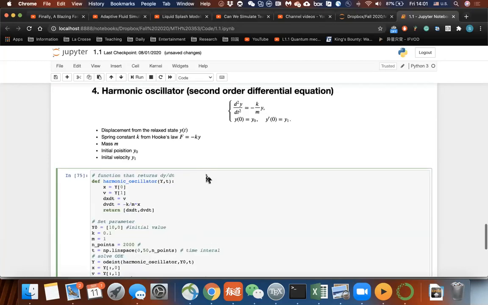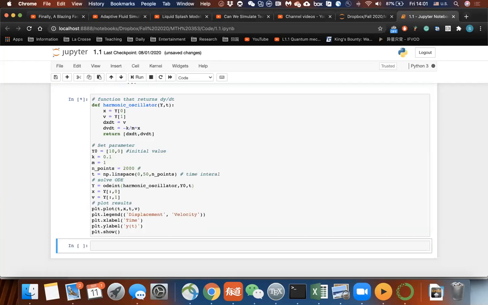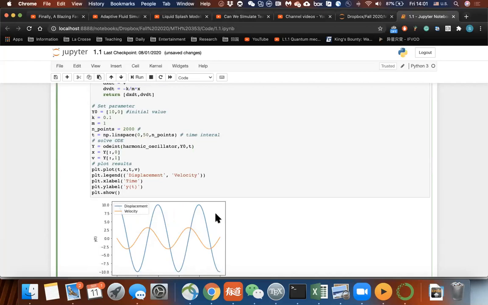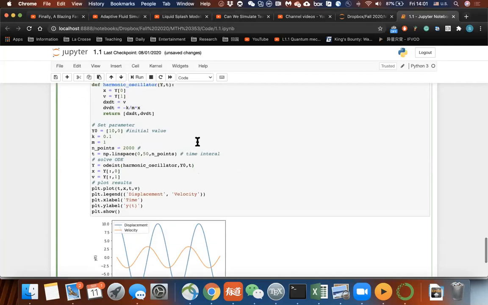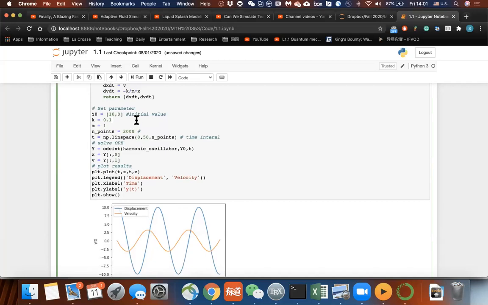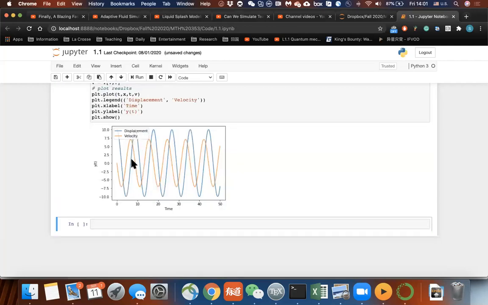Spring mass, the same thing, negative K over M, you solve it, you got this solution here. Okay, the orange one is actually the velocity. I put both of them there. Now, what will happen if you make your spring stronger? Which means you change your spring constant from 0.1 to 0.5. They just oscillate faster.